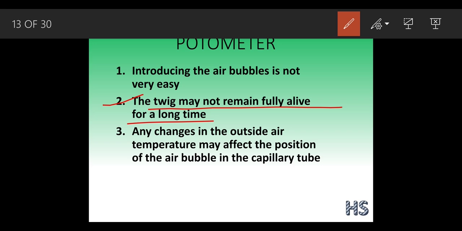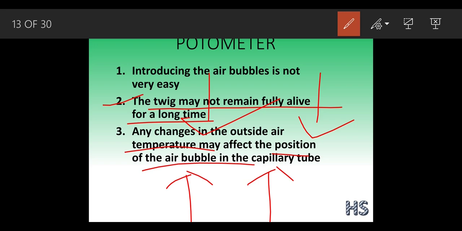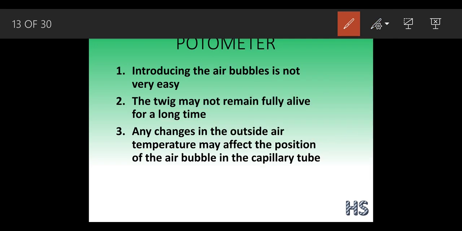And any change in the outside air, that is temperature, may affect the position of the air bubble. If the temperature is high, the rate of transpiration will be quite high. If the temperature is low, the rate of transpiration will be quite low. So it won't give us a perfect measure of the rate of transpiration. So we have to check the atmospheric pressure as well as the temperature. Okay students, this was part 1 of transpiration. Thank you, students.